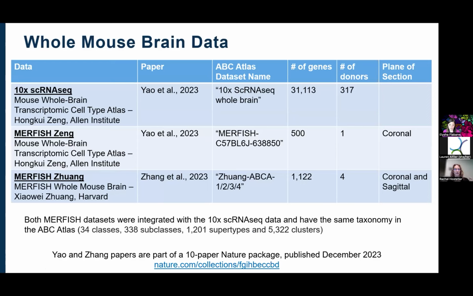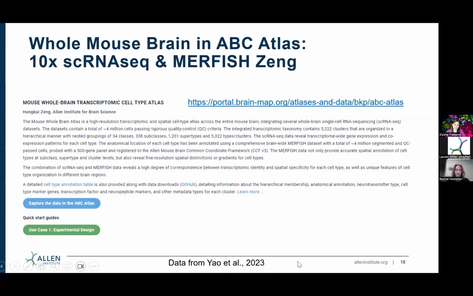But these are just 3 different data sets that you can view in the ABC Atlas to look at these data. And these were also published in a big Nature package, which is highlighted down here. These are 2 papers that were part of a 10-paper package if you're interested in learning more about that.